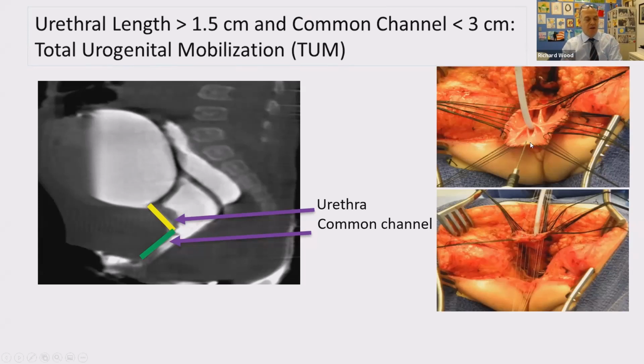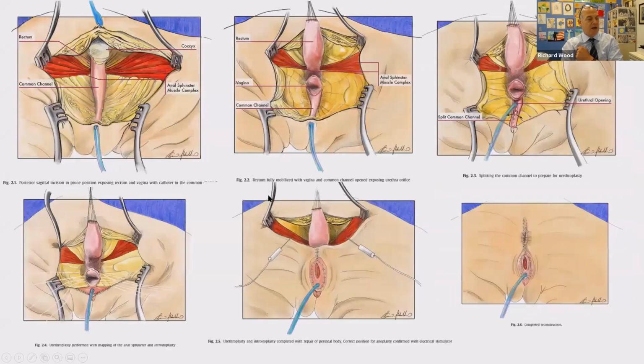These pictures are difficult to necessarily always see, but I think the important point of why we think this is important, if you do a total urogenital mobilization, when you do the procedure, you split the common channel and the urethra is sewn down behind the clitoris. If you look here, this is an artist's rendition, but again, the common channel is split and the urethra is sewn down behind the clitoris.